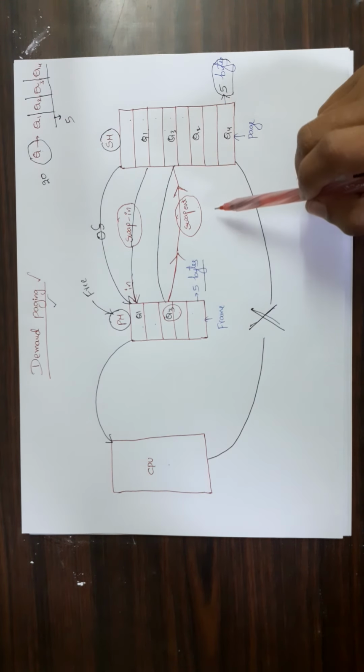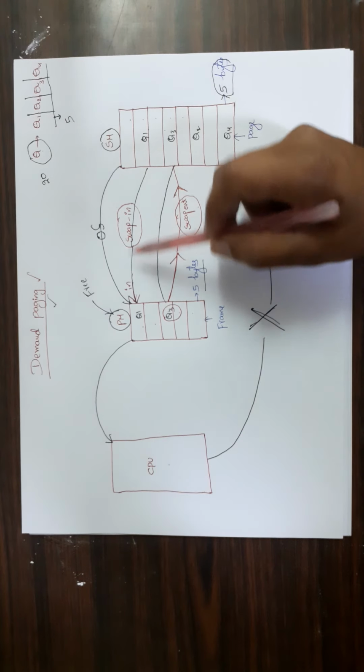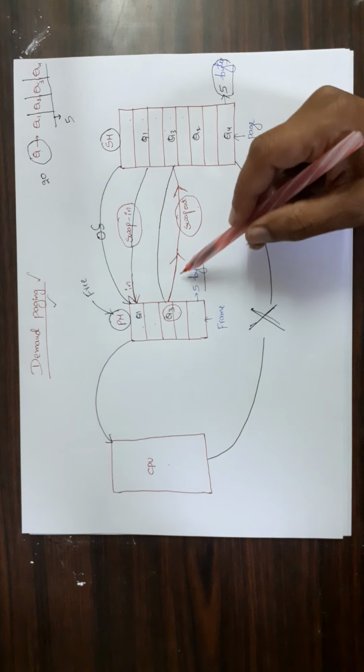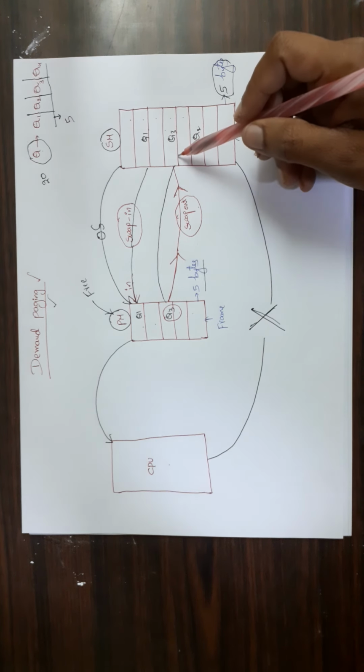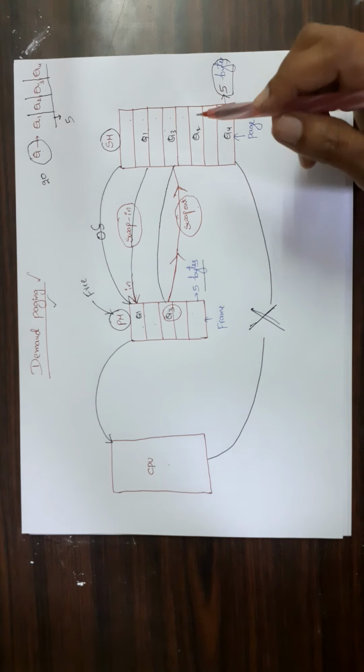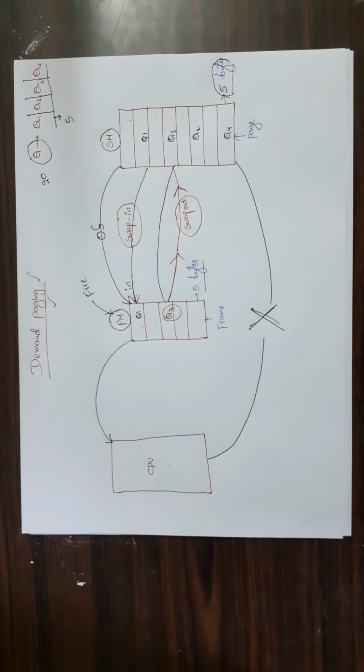Here we have two operations. Entering the data into the primary memory is called the swap-in operation. Entering the data into the secondary memory is called the swap out operation. These two are the important operations in demand paging.